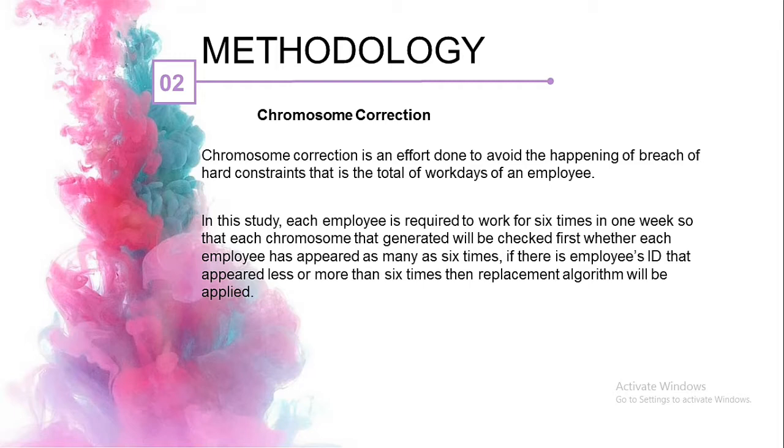To avoid hard constraint penalty about equal workday for an employee, we will use chromosome correction. Each employee must be scheduled for 6 times in a week. It means each employee must fill its slot. If there is an employee's ID that appears less or more than 6 times, then the replacement algorithm will be applied.